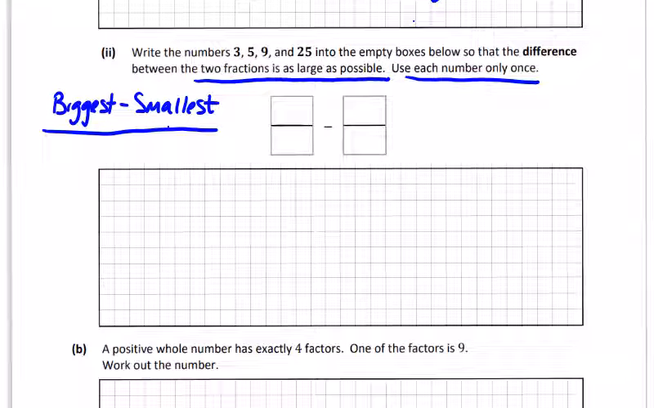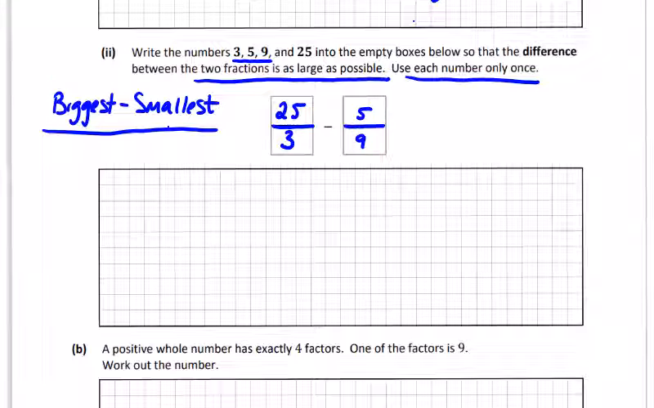So it doesn't say anything about top heavy fractions or anything like that. So the biggest number we can make is 25 over 3. So that's just above 8. So now if you just check the others, we can't make any other number with 9 and 5 and 25 that's anywhere near 8. So that would only leave the 5 and the 9. And the smallest number I can make out of that is 5 over 9.